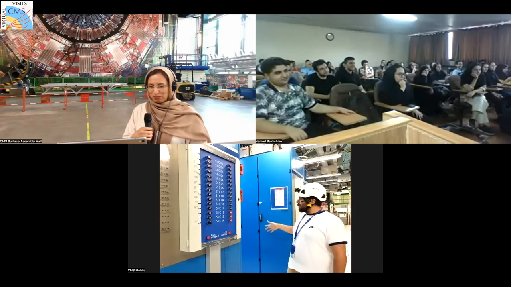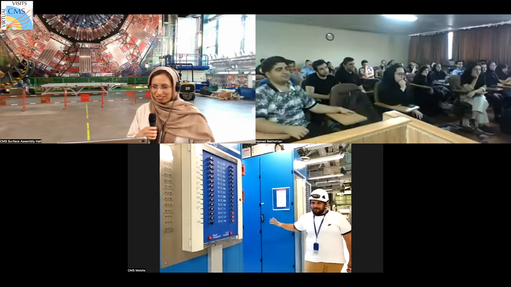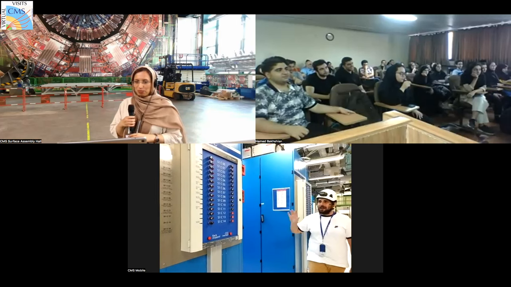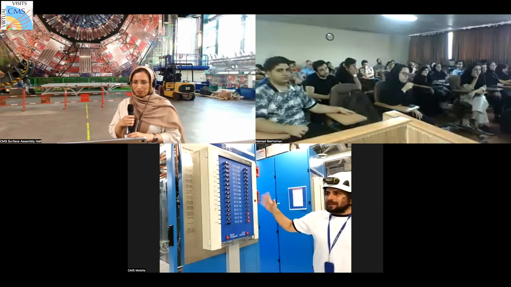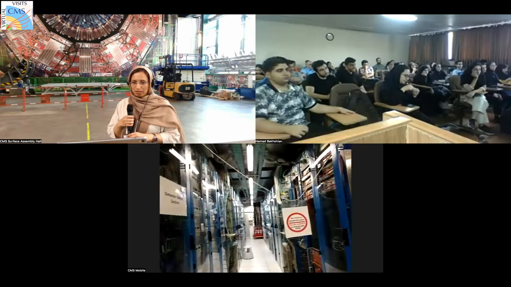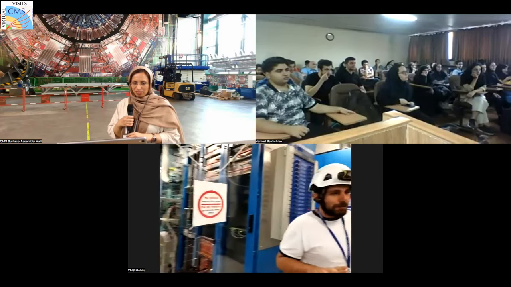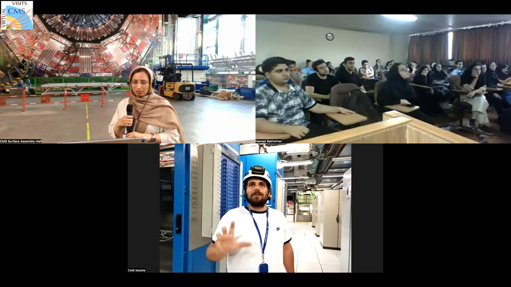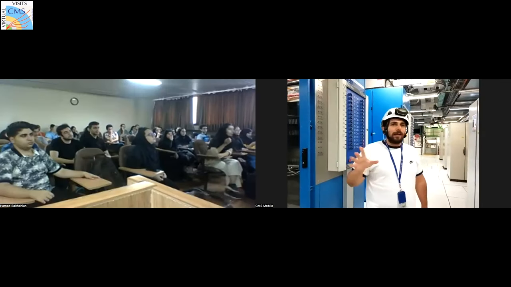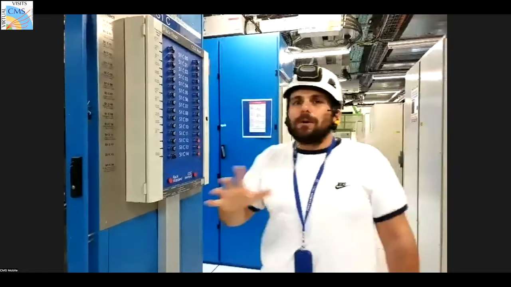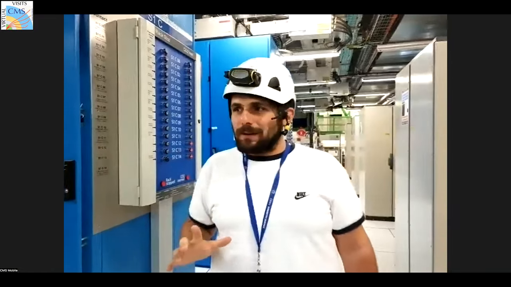So now we are on the other side of the experimental cavern, in the service cavern. As I was telling you, the data from the detector is arriving to here, to the counting room. And here we have to do a fast decision because we have 40 million collisions per second. You can roughly guess that it's 1.52 megabytes of data for each crossing. So we cannot store all of them, and we don't need to because most of them are boring events. We don't need them for our physics purposes.